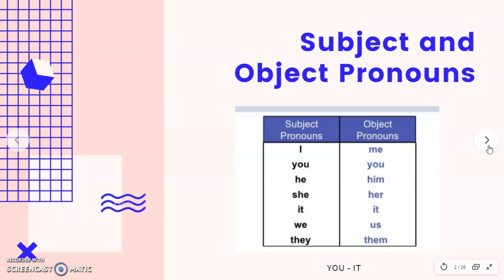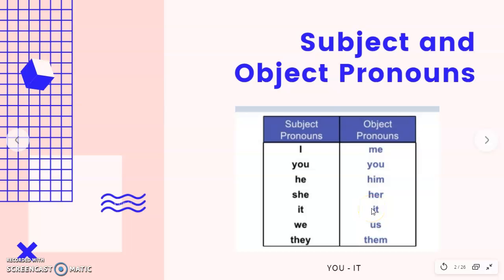So here we have the chart that we have been using for subject and object pronouns. Our subject pronouns are I, you, he, she, it, we, they. And our object pronouns: me, you, him, her, it, us, and them. We have already talked about what these two columns have in common: the words you and it. They're over here, and you, it's over here, and it.